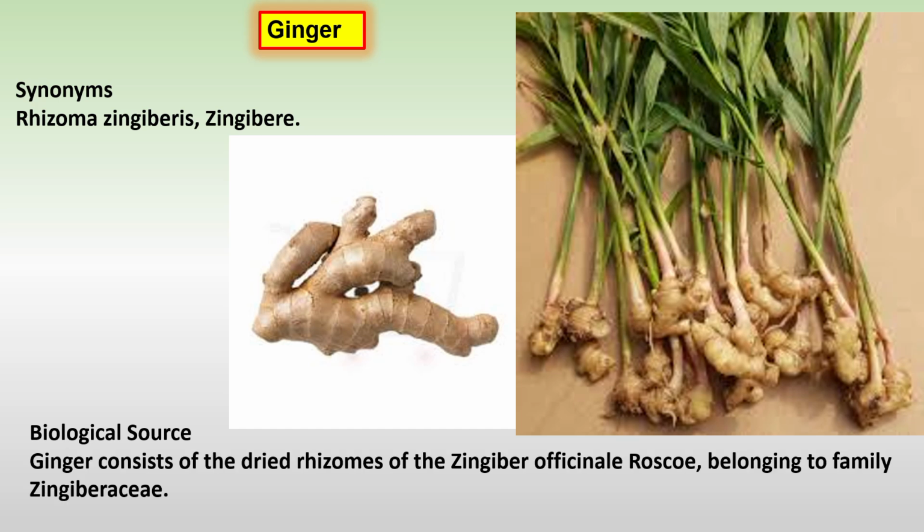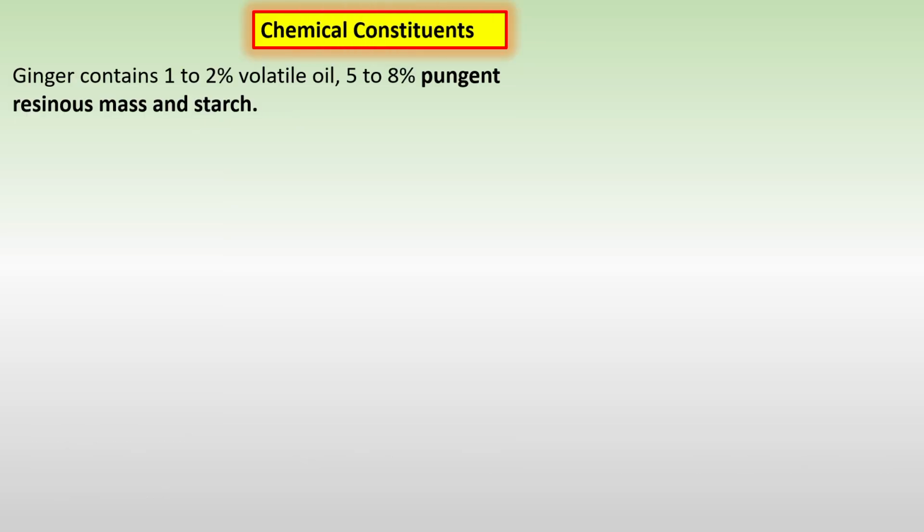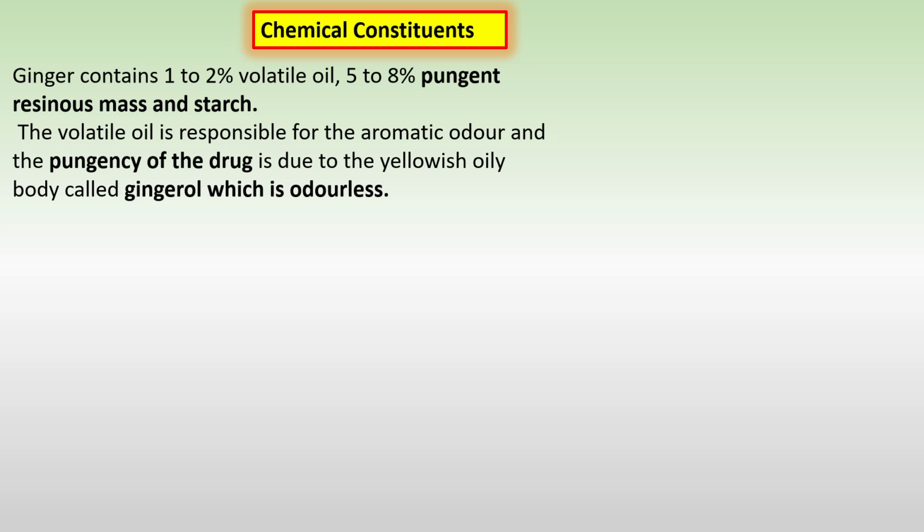Biological source: ginger consists of the dried rhizomes of Zingiber officinale Roscoe, the scientist name, belonging to the family Zingiberaceae. Chemical constituents of ginger: ginger consists of 1 to 2% of volatile oil, 5 to 8% of pungent resinous mass and starch. The volatile oil is responsible for the aromatic odor, and the pungency of the drug is due to the yellowish oil body called gingerol, which is odorless.